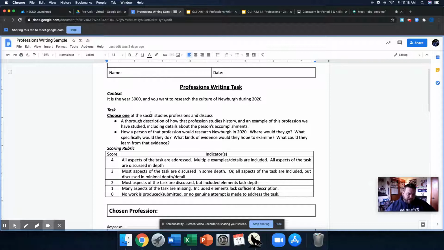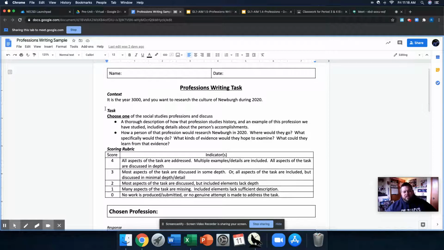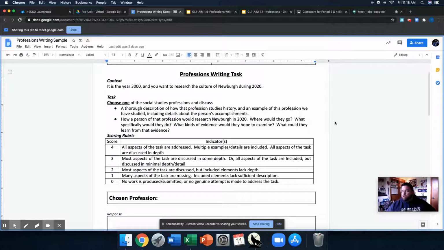So your task is as follows. Let's make sure we read the task carefully and critically to make sure we understand how many aspects there are to the task. Choose one of the social studies professions. That's for starters. We just went over 6 different social studies professions. So the first thing you're going to have to do is choose one of those. You can choose archaeologist, economist, sociologist, any of the ones we studied. I leave it totally up to you.